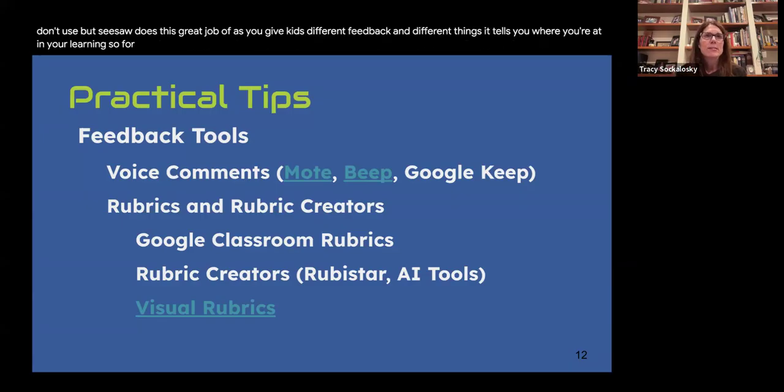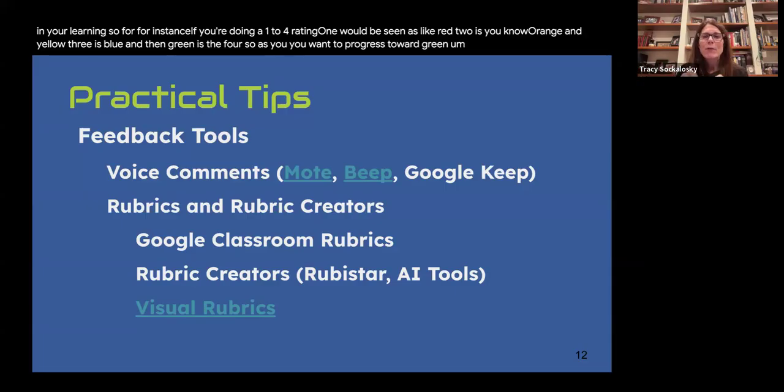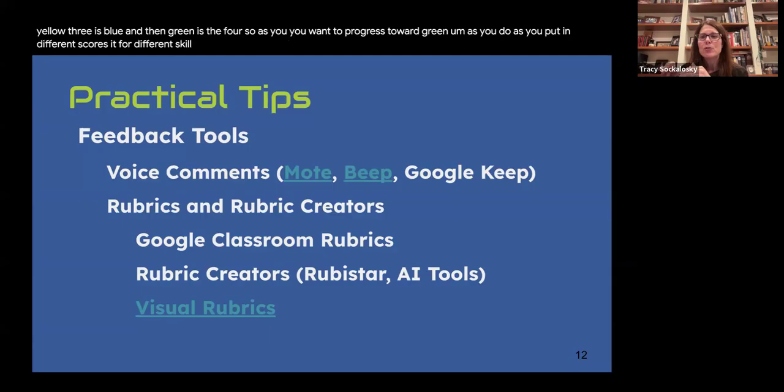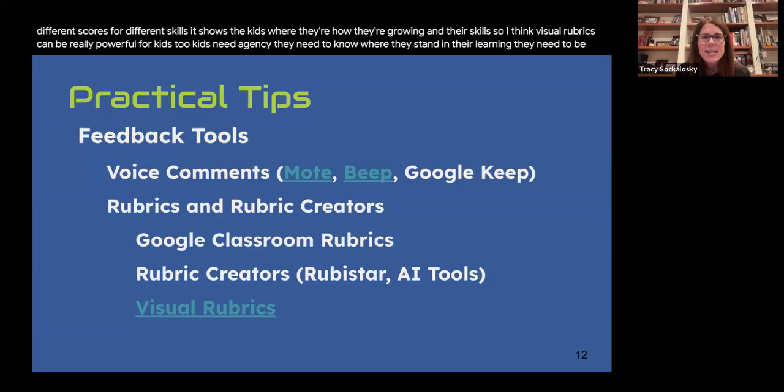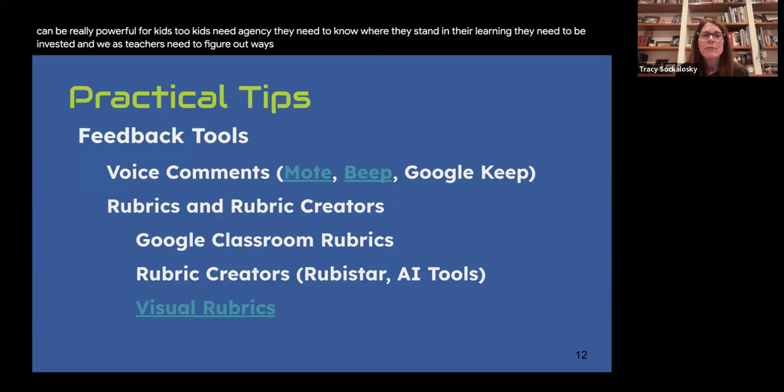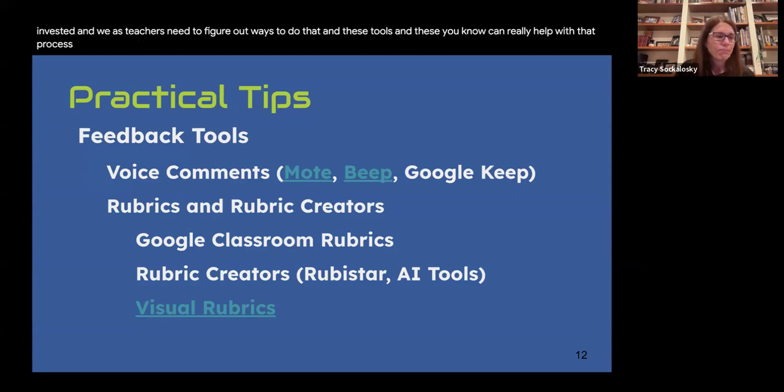So for instance, if you're doing a 1 to 4 rating, 1 would be seen as red, 2 is orange into yellow, 3 is blue, and then green is the 4. So as you want to progress toward green, as you put in different scores for different skills, it shows the kids how they're growing in their skills. So I think visual rubrics could be really powerful for kids too. Kids need agency. They need to know where they stand in their learning. They need to be invested, and we as teachers need to figure out ways to do that. And these tools can really help with that process.